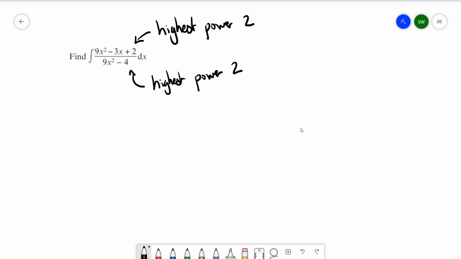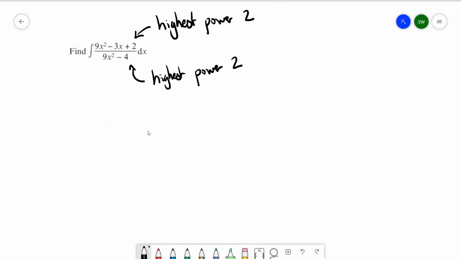bottom. So whenever the highest power on the top is the same as or greater than the highest power on the bottom, that means we've got an improper fraction. And that means that before we do partial fractions, we're going to have to do polynomial division. So you can choose your favourite method for polynomial division. Feel free to skip on if you are confident and you already know how to divide polynomials. So the first method that I'll look at is long division.